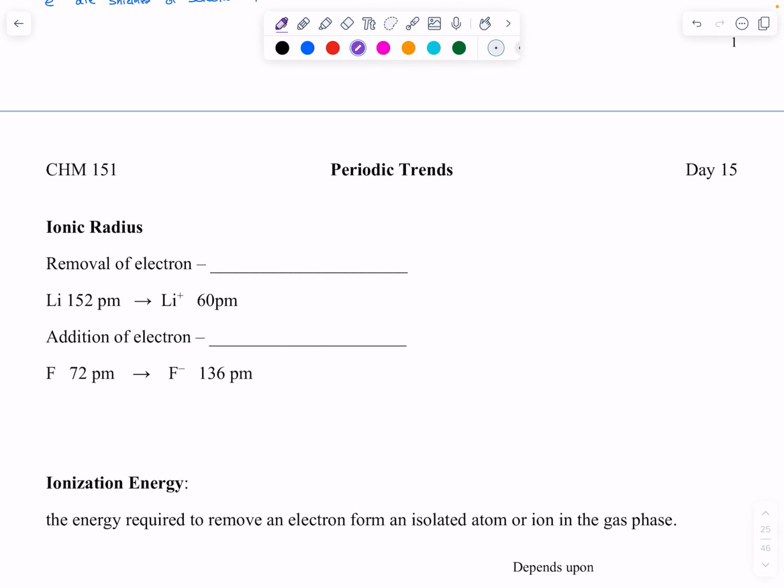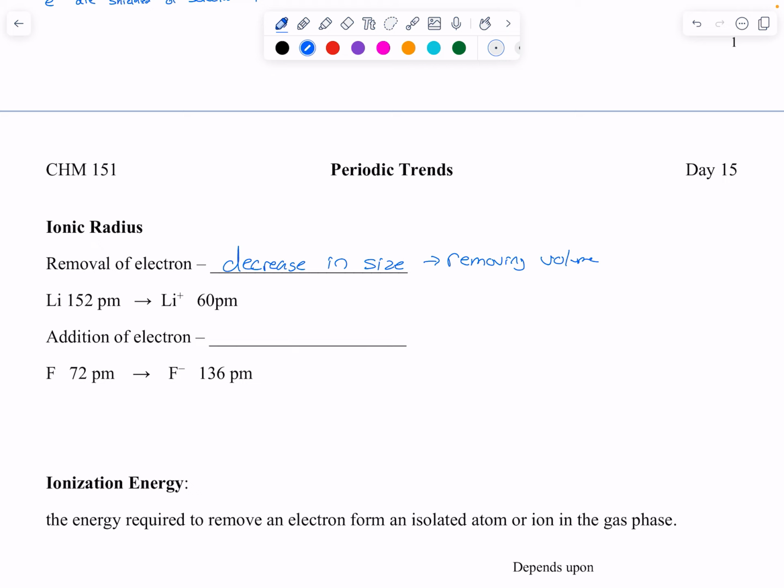Next up is ionic radius. When we remove an electron, think about the protons and neutrons in the nucleus, and that's the mass of the atom. Then we have the electrons outside the nucleus, and think of the electrons as the volume. So if we remove an electron, we're going to decrease in size, because we are removing volume. It's a huge volume being removed.